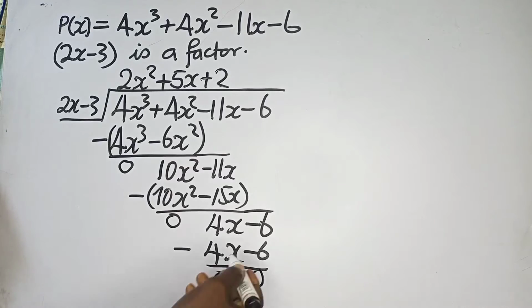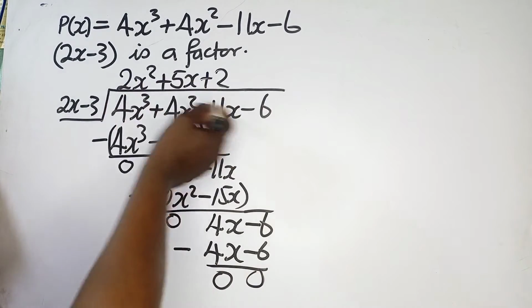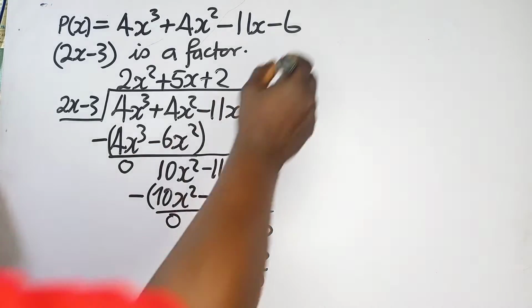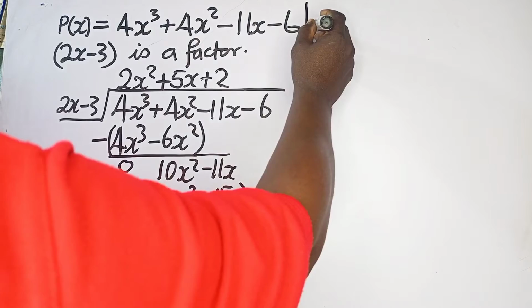So it once more confirms that 2x minus 3 is actually a factor of 4x cubed plus 4x squared minus 11x minus 6. With this result that we have, we can write P of x now.